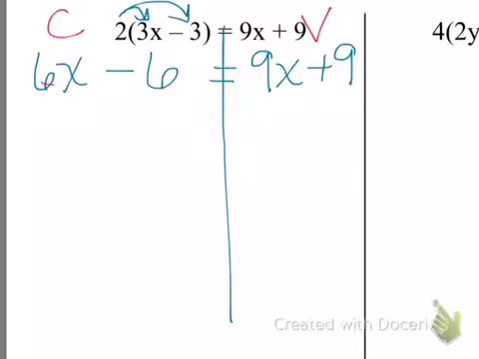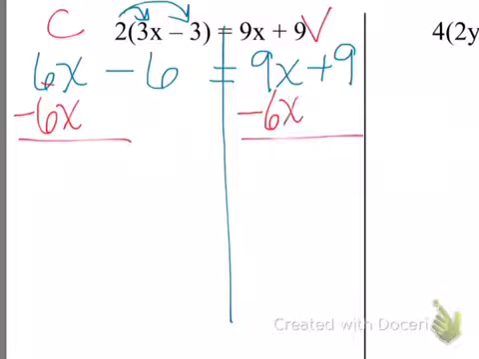So I need to move this 6x. To move it, it's positive, so we're going to subtract 6x. Make sure you line up those x values. 6x minus 6x is just 0.